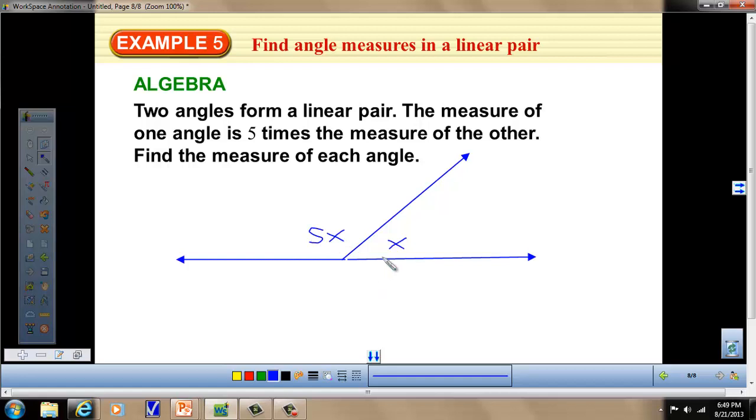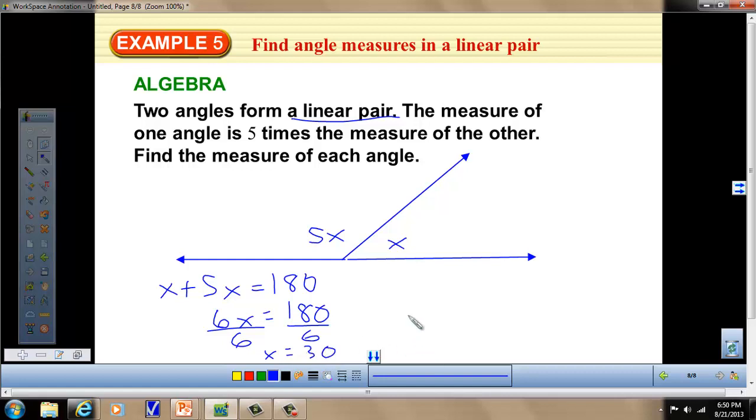Now, we want to know what the measure of each angle is. The first part of this, we know that if we add these two angles together, it should equal how much? Since it's a linear pair, we know it equals 180. So we say 5x and x gives us 6x, and that equals 180. Dividing both sides by 6, we get x is equal to 30. That is not our answer.